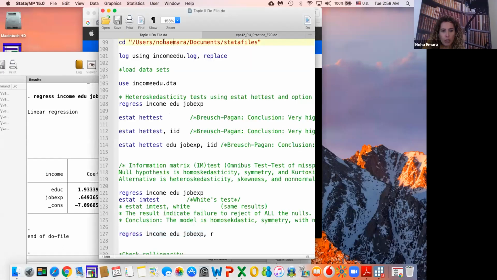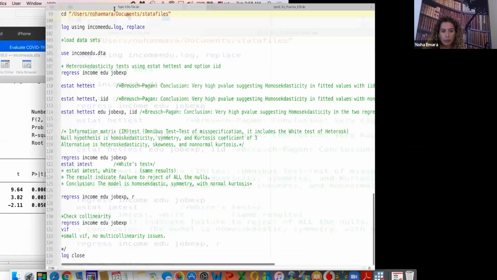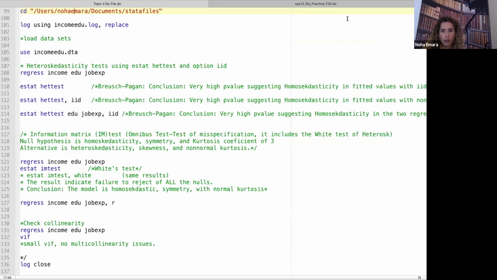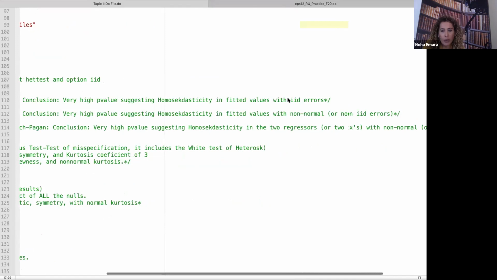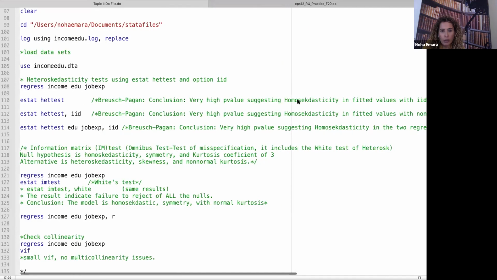Okay. So this is my do file. What you are asked to do is you get your data, you need to run the model, okay? And then you perform the test. See, there are different versions. So this one is the heteroskedasticity test with IID errors. And this is the one that I'm asking you to do, okay?